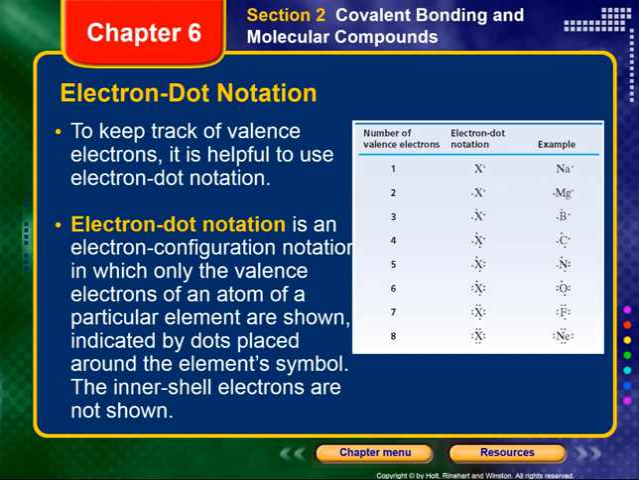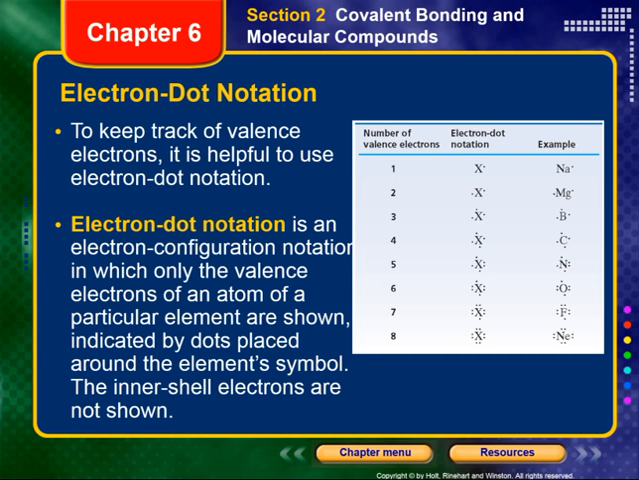Electron Dot Notation is an electron configuration notation in which only the valence electrons of a particular atom or element are shown. They are indicated by dots placed around that element's symbol. The inner shell electrons are not shown. And please understand, we're not saying that the inner shell electrons are unimportant. In fact, they're very important.